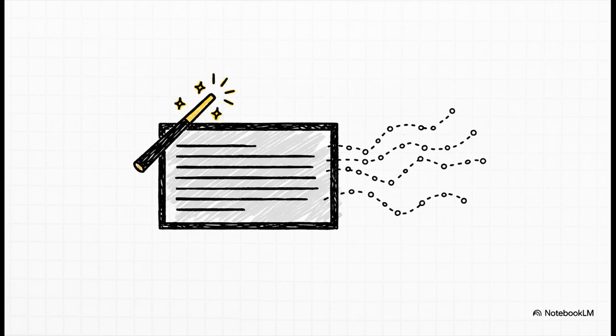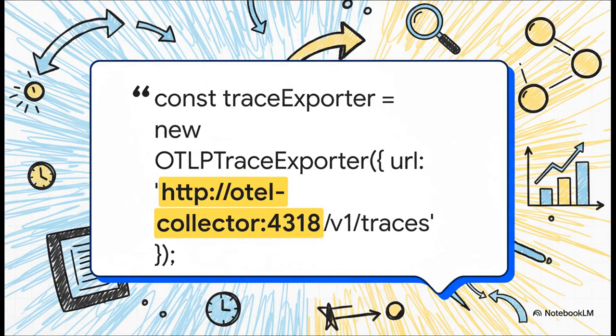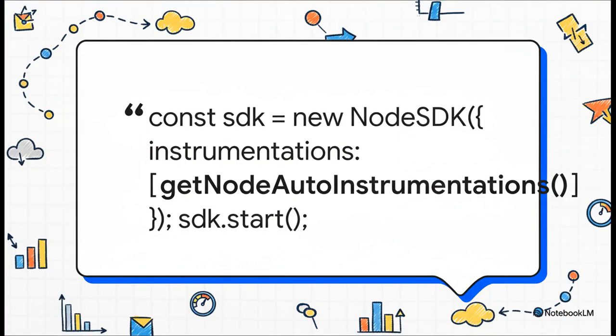Okay, now for the really cool part, getting our Node.js app to create traces automatically. We just need to pull in a few OpenTelemetry packages. They're going to do all the heavy lifting for us. Next, we set up an exporter. This tells our code exactly where that collector's front door is. And then, boom! One command, sdk.start, and it's watching Express, our database, you name it.